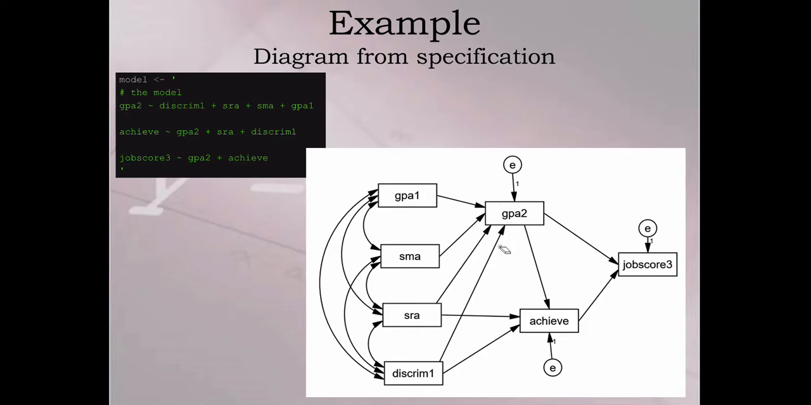And every endogenous variable must have an error term. The other way that you know it's an endogenous variable is because it is the DV in one of these equations. And as you know, all of these equations actually include some error associated with them. So we want to make sure that we remember to draw those errors.